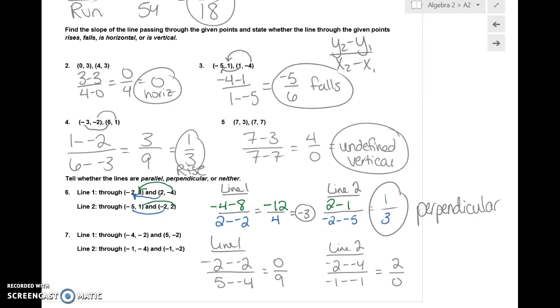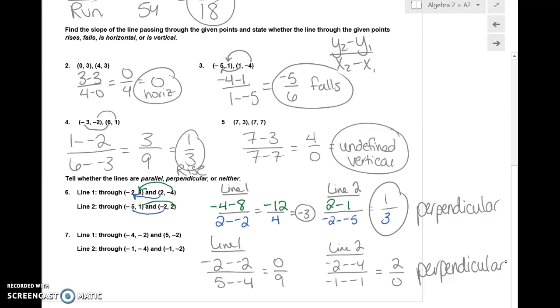Number 7, 0 divided by 9 is 0. 2 divided by 0 is undefined. So we have a horizontal line and a vertical line. Those are also perpendicular. Okay, if you haven't already, turn to the next page. There's one more of these.